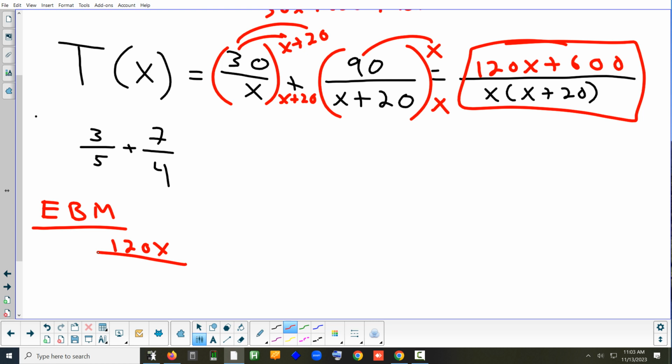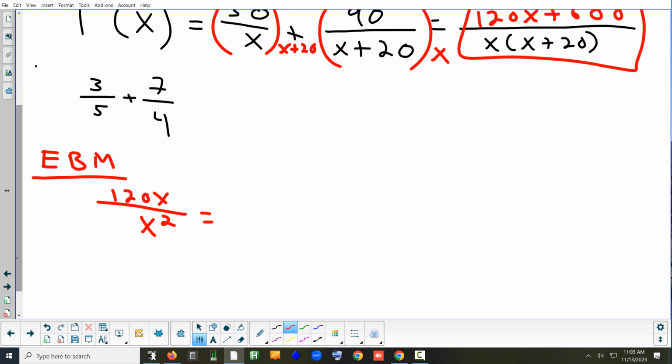Now the EBM of the bottom is the highest degree term if you multiplied that out, and it would be an x squared. And what can I cancel out there? The top x and one of the bottom x's. So what's that going to leave me with? 120 over x. Yep. Okay, so there's your EBM.